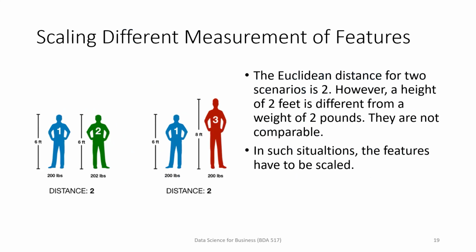So for instance, for the Euclidean distance, see the guy on the left. One weighs 200 pounds and another weighs 202 pounds. So basically, the distance is, let's say, 2. But this is different from when somebody is taller than you by 2 centimeters. Just taking a Euclidean distance will give you 2 in each case, but here the interpretation will be wrong.